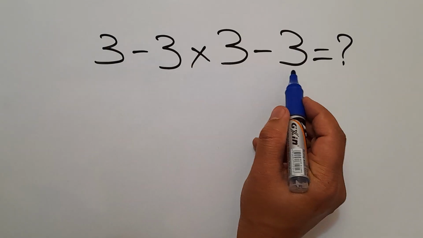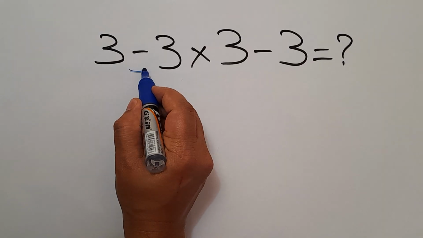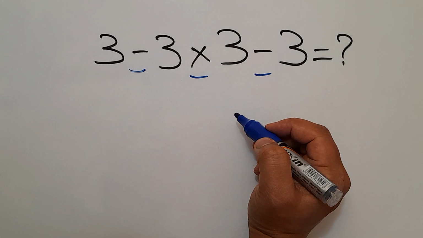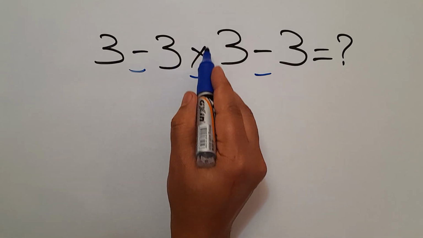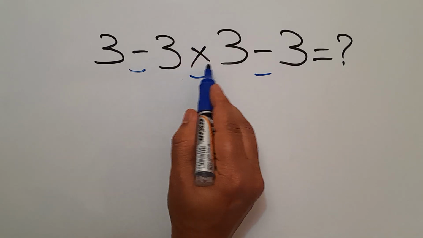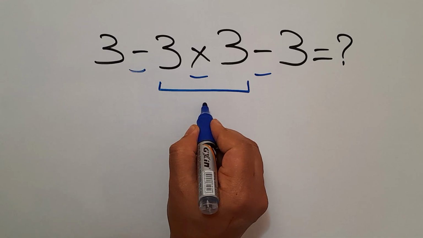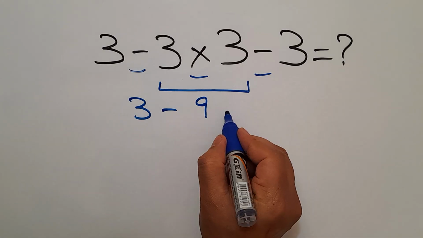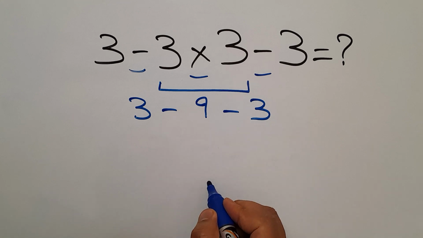And here in this expression we have this subtraction, this multiplication, and this subtraction. So we first do this multiplication. 3 times 3 gives us 9. So 3 minus 9 and again minus 3.